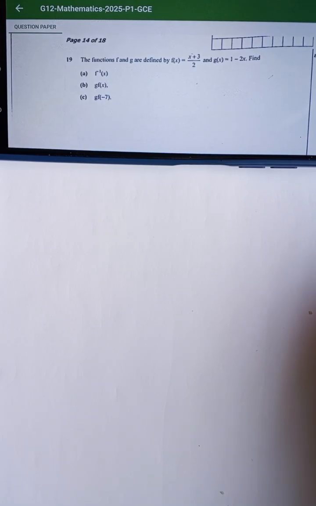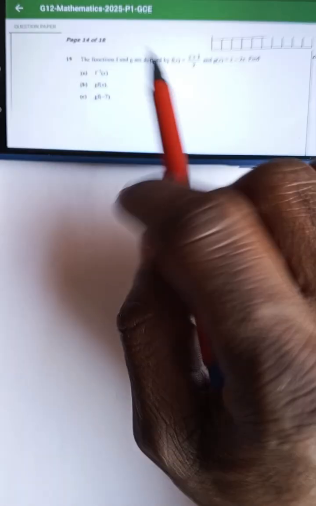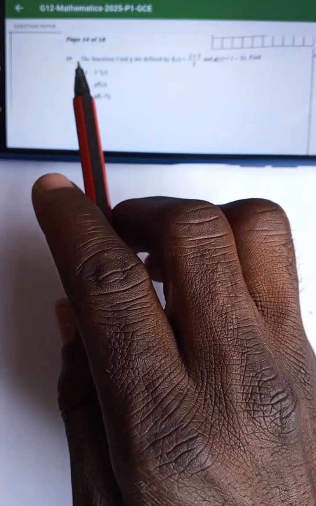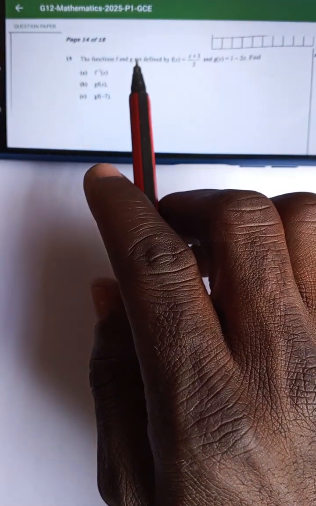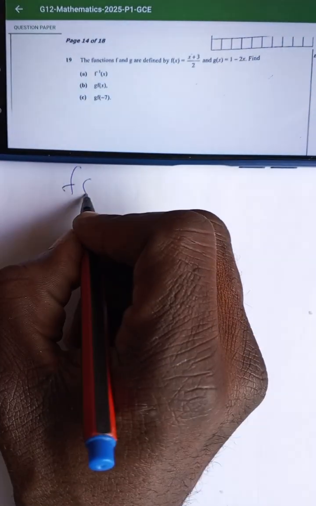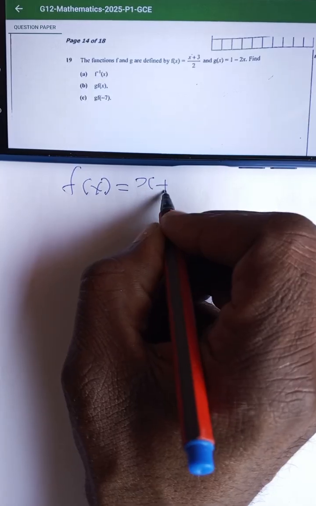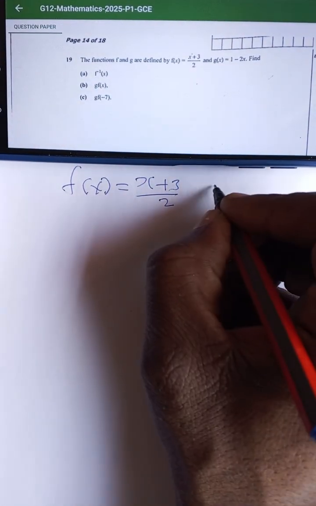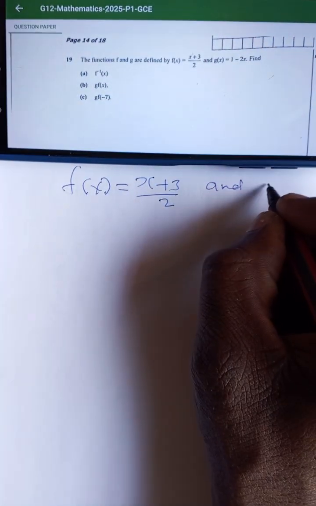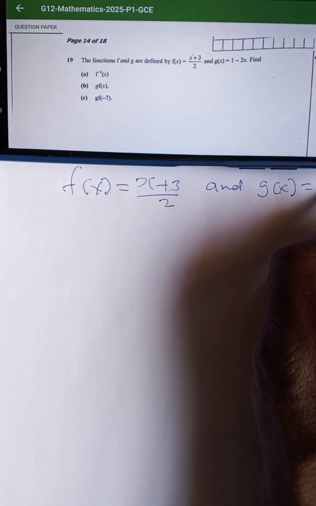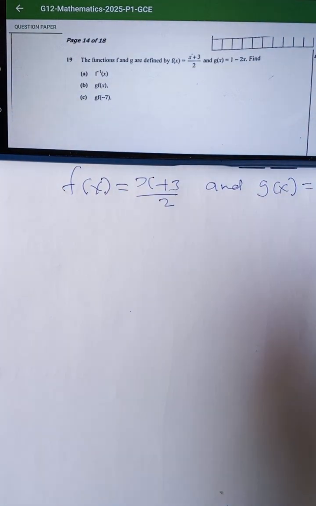Today we're going to answer the question on functions. So, 2025 GCE paper. The functions f and g are defined as f of x equal to x plus 3 over 2, and the function g of x is equal to 1 minus 2x. So let's answer this question.